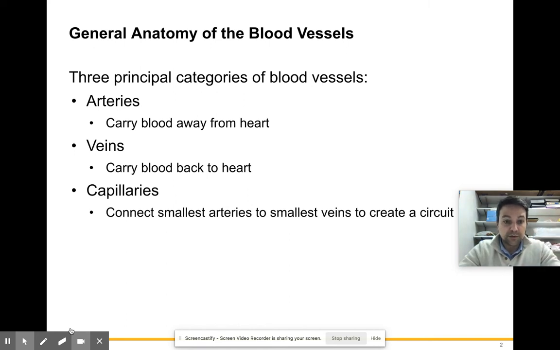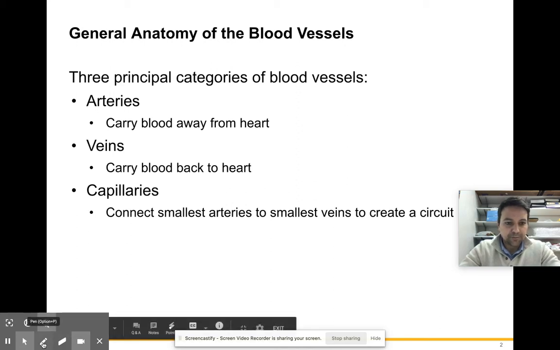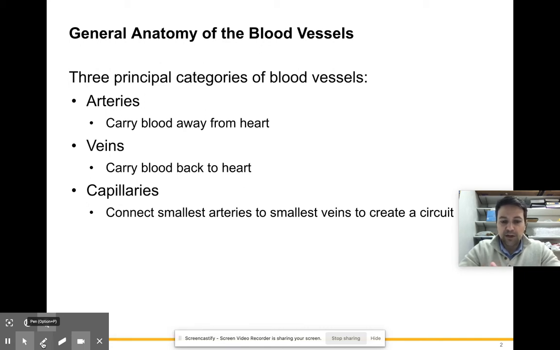So there are three principal categories of blood vessel. As you can see on the screen, we have our arteries that we spoke about that carry blood away from the heart. We have veins that carry blood back towards the heart. Okay, remember that's always how we are going to define those two blood vessels. We're not going to define them as they carry oxygenated or deoxygenated blood. We always refer to them by the direction in which they carry blood, either to or from the heart.